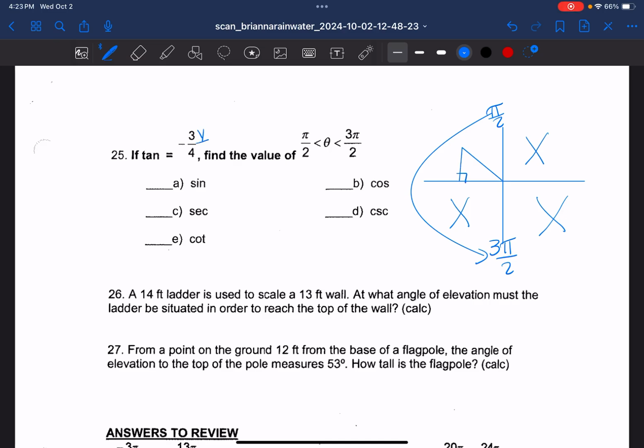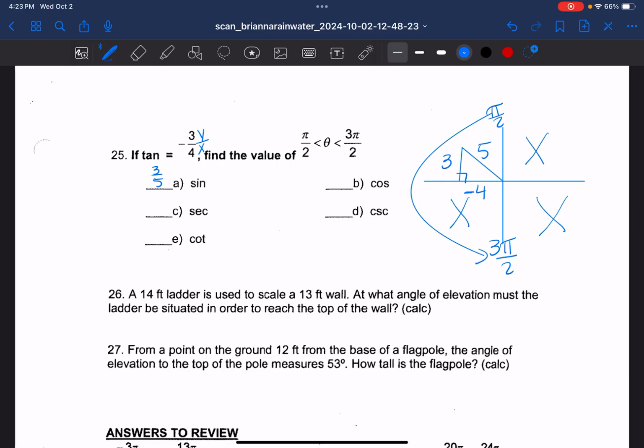Tangent is y over x. So the y value is 3 while the x value is 4, and I know in this quadrant it's the x that's negative. Okay, so again, I could do Pythagorean theorem, but we have already done the Pythagorean theorem for these numbers on the previous page, so I should know this side is 5. So my ratio for sine, y over r, is going to be 3 over 5.